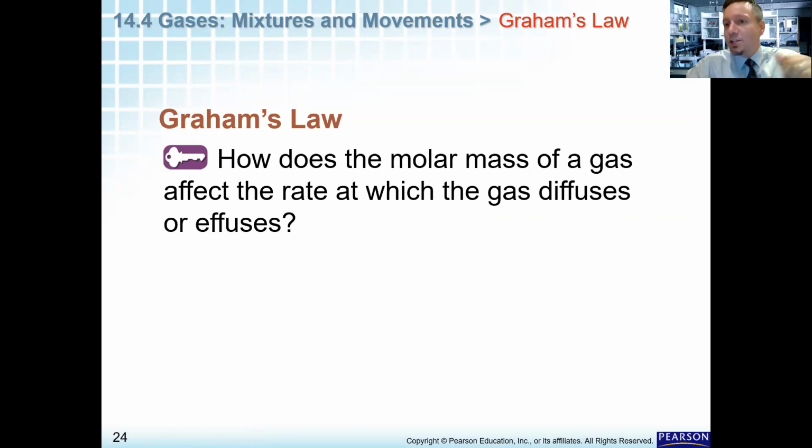So we talked about Dalton's law of partial pressure and realizing that if you have a mixture of gas, the total pressure is made up of the sum of all the partial pressures. And we looked at some example problems on that. So let's talk about Graham's law now. How does the molar mass of a gas affect the rate at which the gas diffuses or effuses? So let's talk about that.